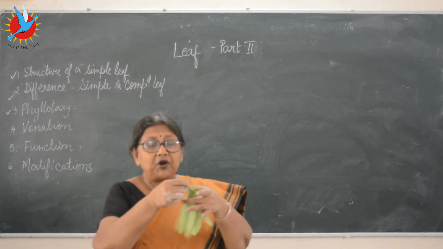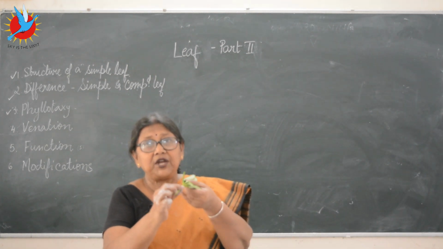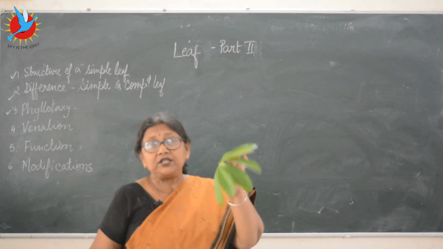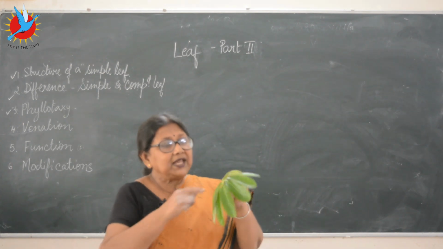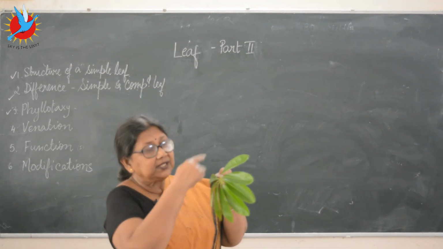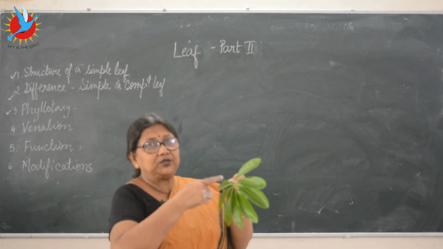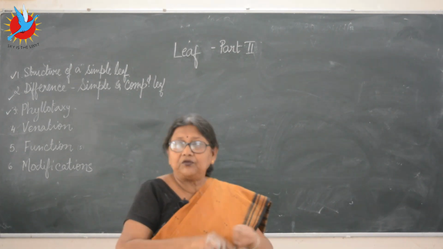See, from one point, you can see the node here, and from that one point more than two leaves come out. It's normally odd numbers, 3, 5, 7. When they come out from the same node, this is called the whorled arrangement. Right? So we finished till here.